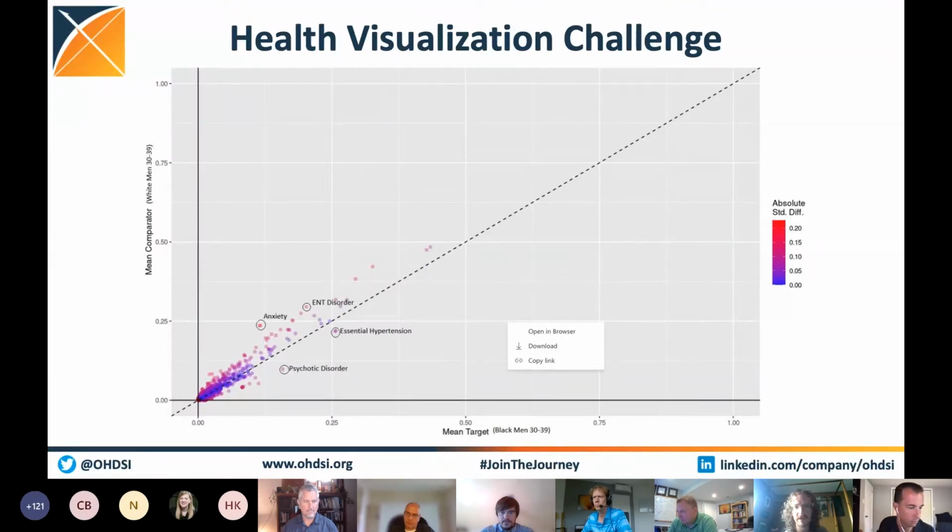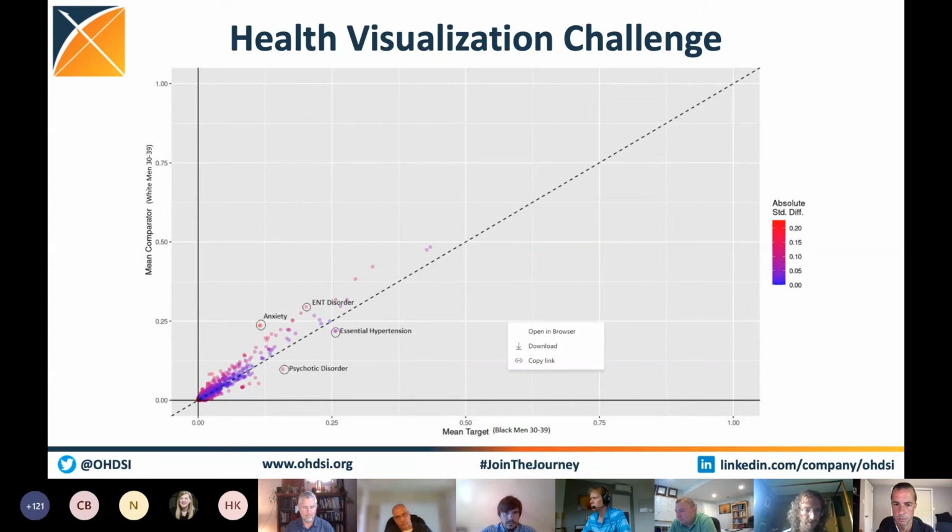This is a visualization from the HERA data set. There's a link next to the visualization where you can go and pull up this graph and explore the data yourself. I annotated a few of the points here, and this is a comparison of Black versus white males aged 30 to 39 and the relative frequencies of different diagnoses.